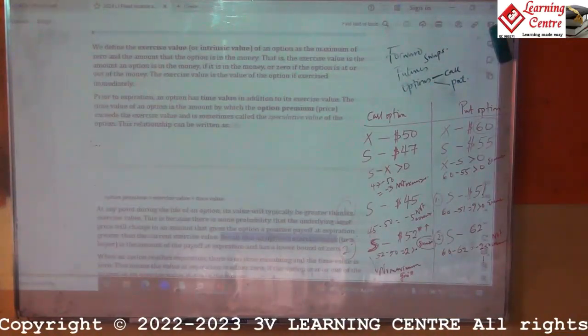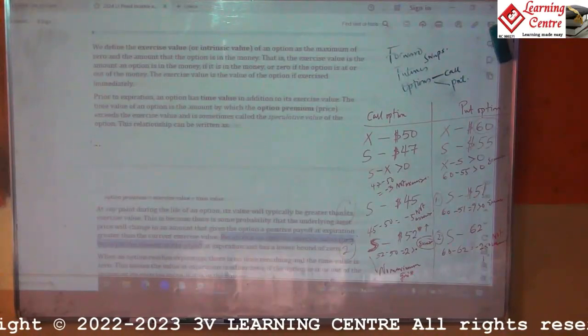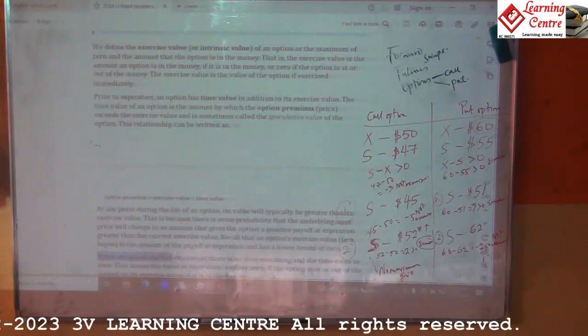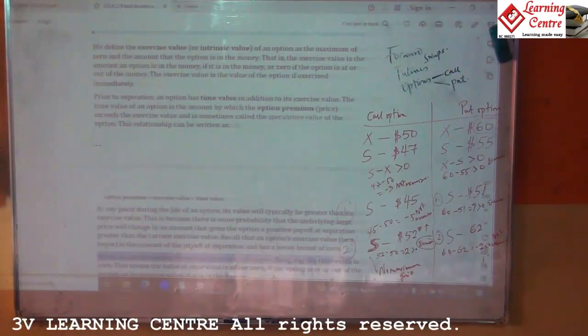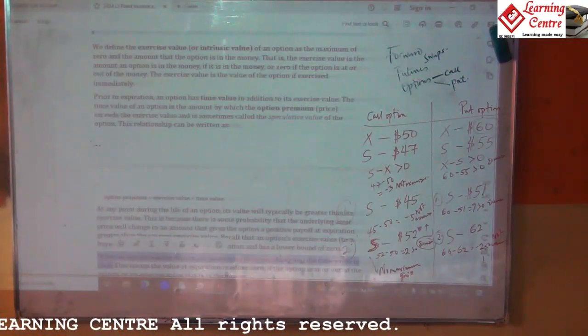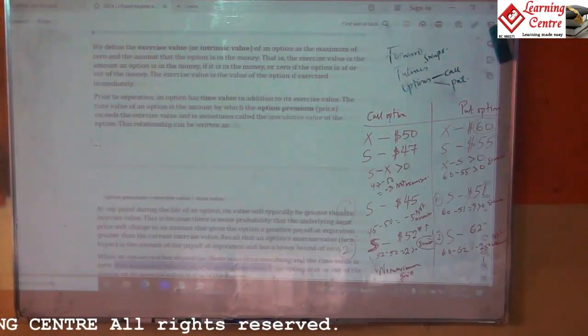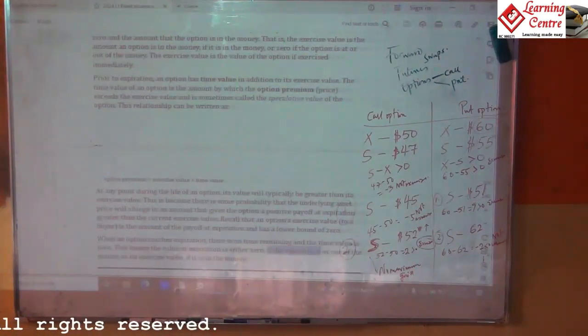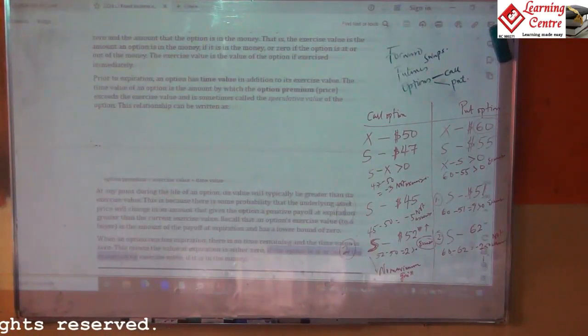Recall that the option's exercise value is the amount of payoff at expiration and has a lower bound of 0. When the option reaches expiration, there is no time remaining and the time value is 0. This means the value at expiration is either 0 if the option is at or out of the money, or the exercise value if it is in the money. What is it trying to say?